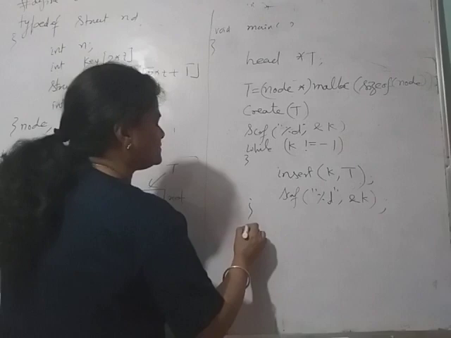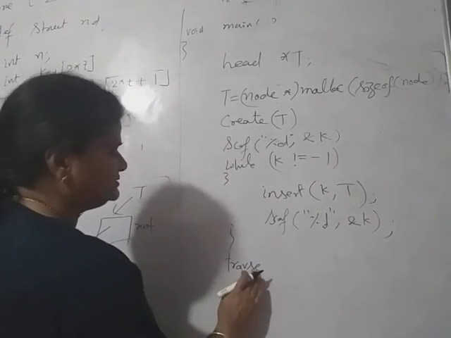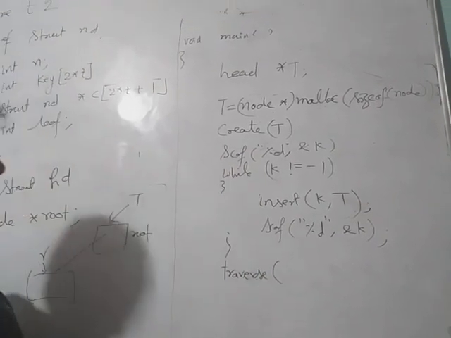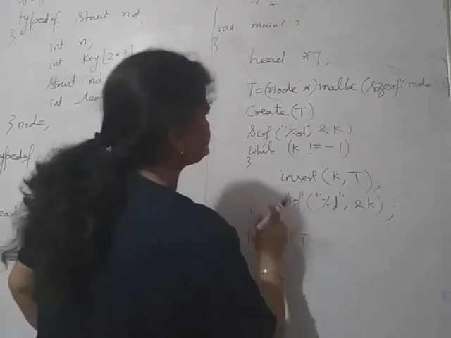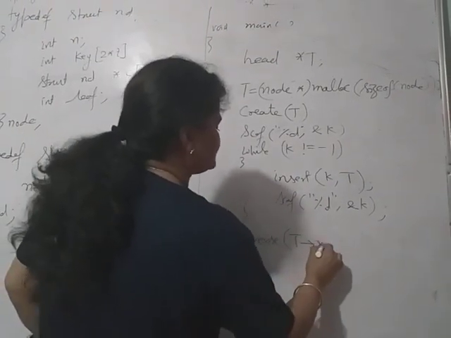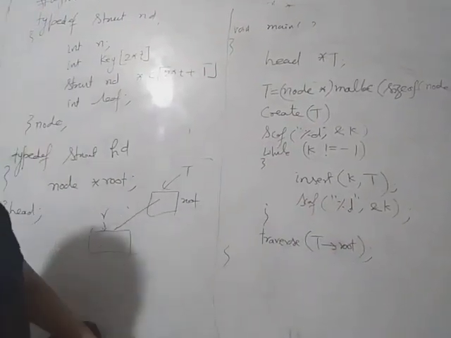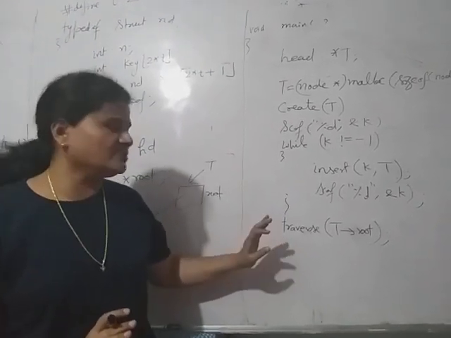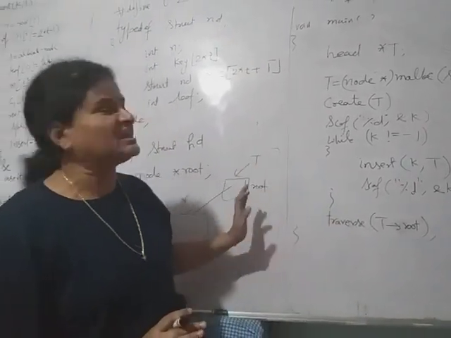And after that you write a function traverse or print. You traverse from the root. So here you pass t dot root. Okay, here I have written the program actually, so I have used t dot root. Okay, and now I am not giving the implementation of traverse. What you have to try to write yourself is how to print the B tree.